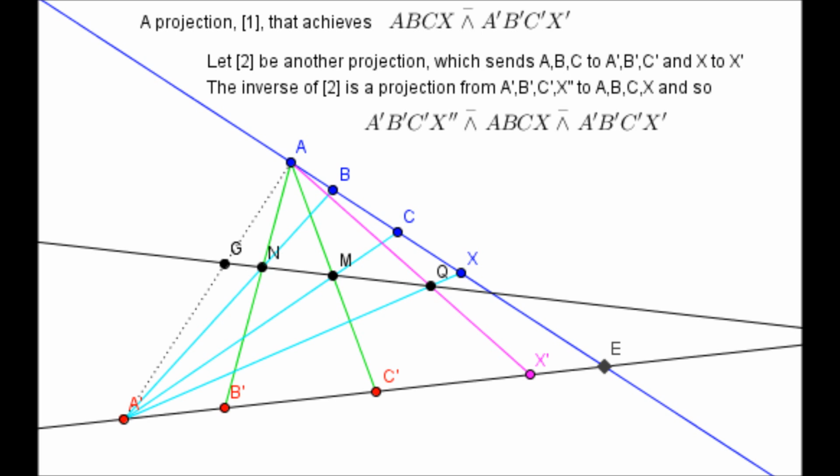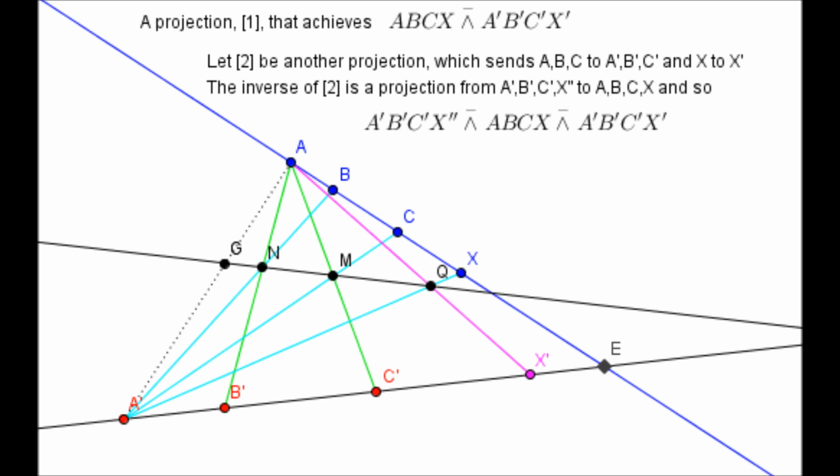Now, why does this lead to a contradiction? Why is this an absurd assumption? Well, the reason is because if you think about that second projection, the one we're positing exists, we'll call that projection 2. Well, projection 2 sends A, B, C, X to A dash, B dash, C dash, X double dash. So that's going to be achieved by a sequence of perspectivities, as projections are. It's going to be achieved by a chain of perspectivities.